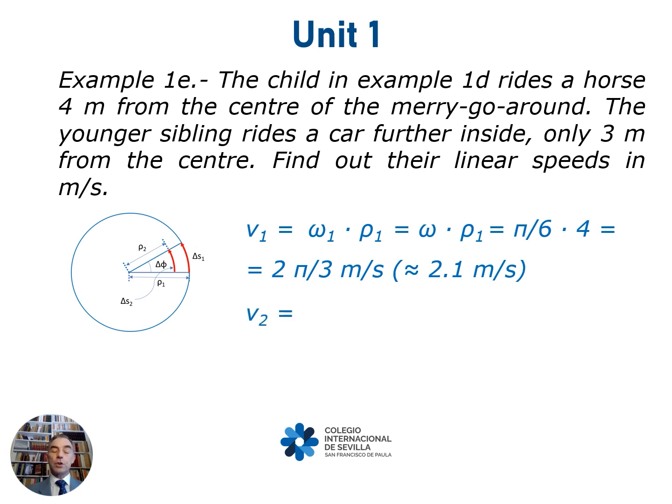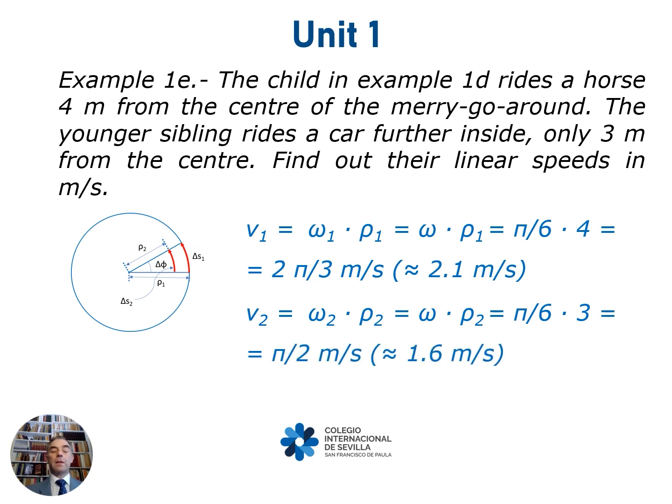For the second child, speed 2 equals omega 2 times radius 2, but the angular speed is the same, therefore it's omega times radius 2, which is pi divided by 6, as in the previous case, times its radius, which is 3. That is pi divided by 2 meters per second, half pi meters per second, which is approximately 1.6 meters per second. And with that, we are done for today.